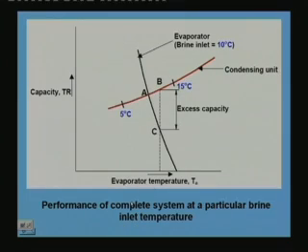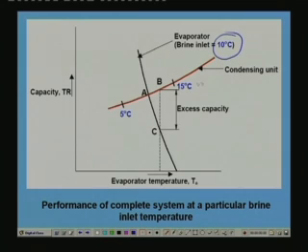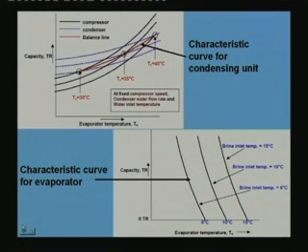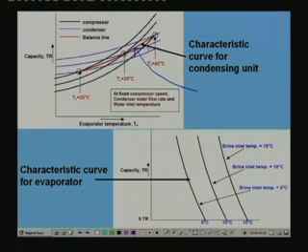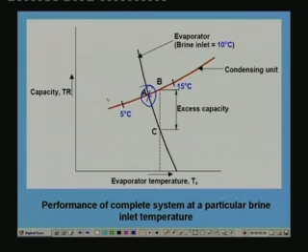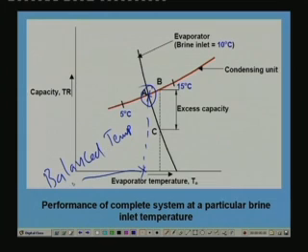So if you superimpose this, you get a curve of this kind, okay. This I have shown for one particular brine inlet temperature, that is 10 degree centigrade, okay, and this is the condensing unit characteristic curve, which we have seen earlier. That means this red line, okay, because as I said this is the curve for the condensing unit. So this curve is superimposed onto this one, okay, and where these two curves intersect, that is this point, this will give the balance point for the entire system, okay, and at this point you will find that the evaporator temperature is this. So this is the balanced temperature of evaporator, okay.